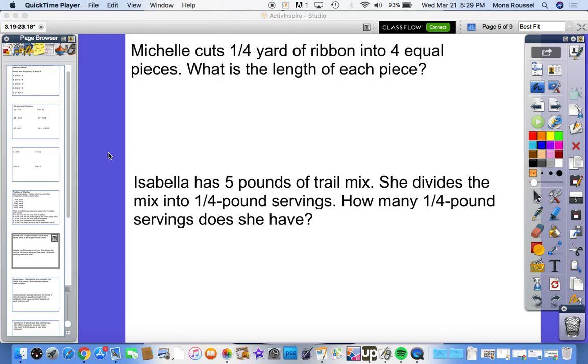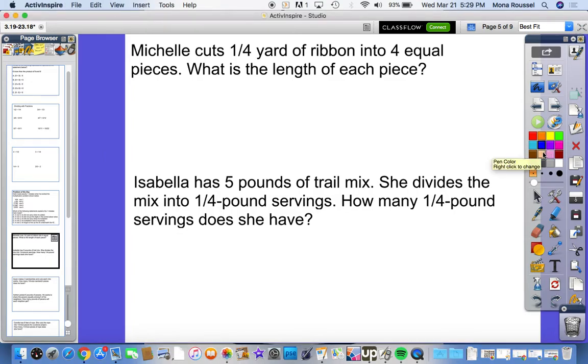So if we read the first problem, Michelle cuts 1/4 of a yard of ribbon into 4 equal pieces. What is the length of each piece? Now we always go back to the question, what is the length of each piece? When we see that, what do we know about these pieces? When we look back into the problem, we see that it has to be cut into 4 equal pieces. That's a clue that it's division if we're cutting something into equal size pieces.